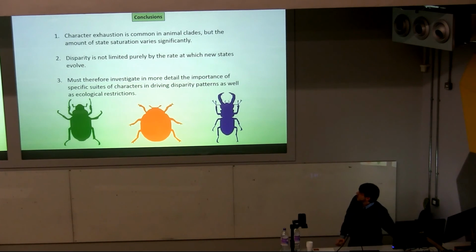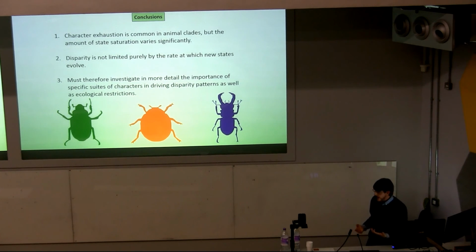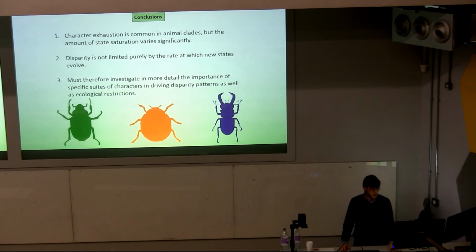So just quickly to conclude, I think character exhaustion is common in animal clades, certainly in all the examples that I've looked at. But the amount of exhaustion varies significantly. Early high disparity seems to be a general evolutionary trend that we see in clades, but it's not explained purely by this pattern of character exhaustion. And so we have to investigate in more detail and look at ontogenetic constraint, developmental constraint, and also ecological restrictions.